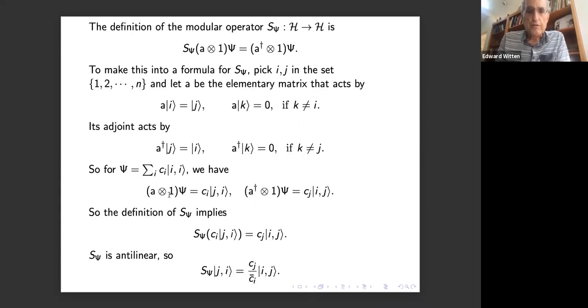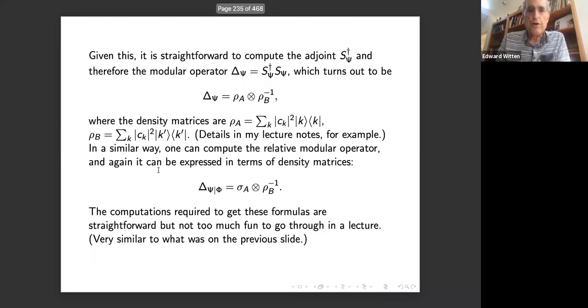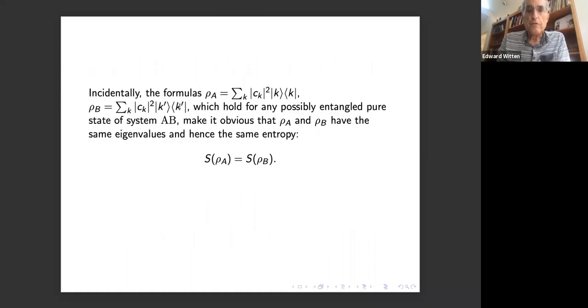For this state, it's straightforward to trace out either the A system or the B system. When you do that, the coefficients get squared. So Ci is replaced by Ci absolute value squared, which leads to these formulas for the two density matrices. They have the same coefficients, but with different basis vectors, k and k prime, in the two spaces. So these formulas hold for any possibly entangled pure state of system A and B.